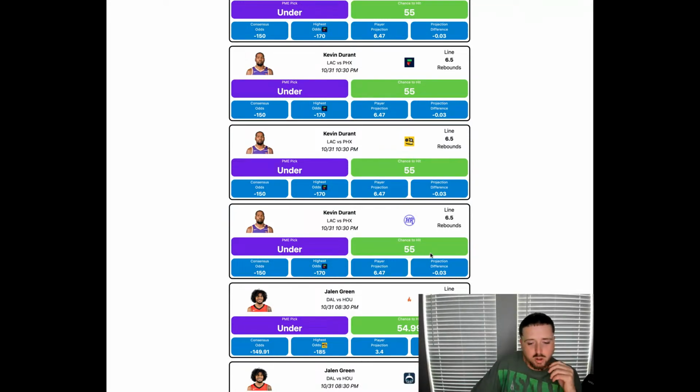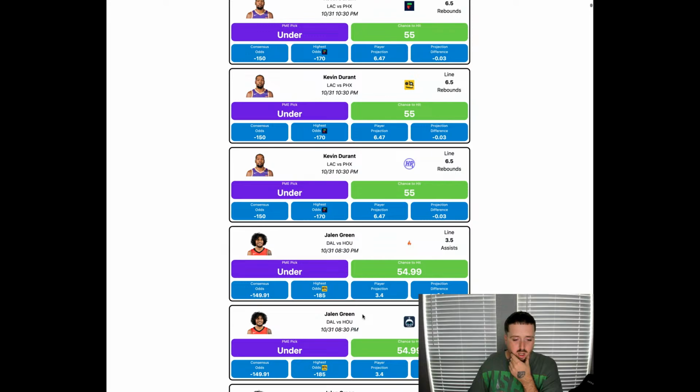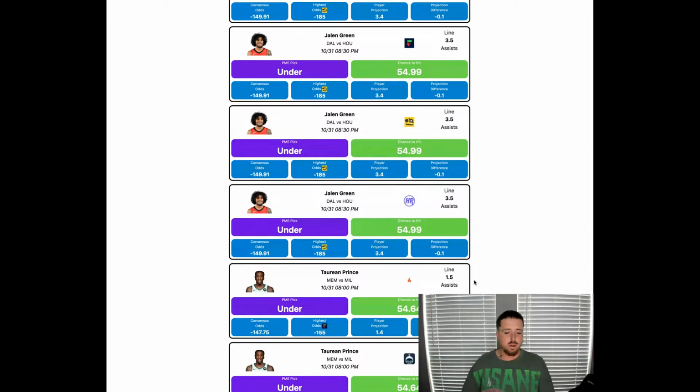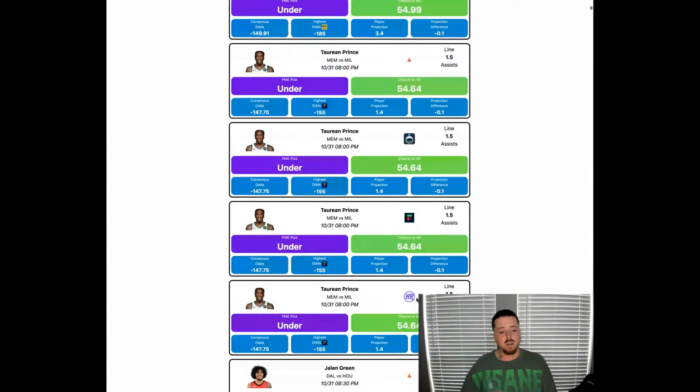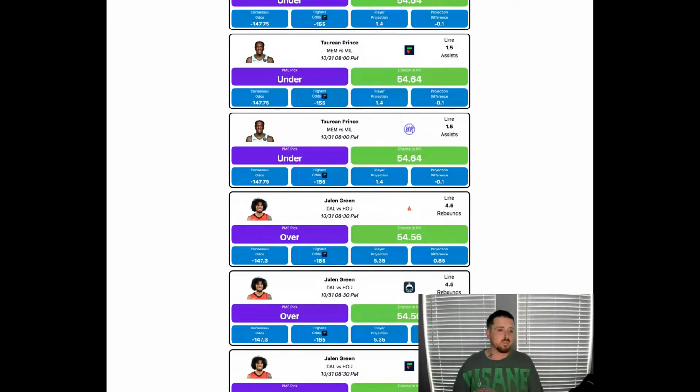Jalen Green under 3.5 assists at 54.9% chance. You can get the under on that on Hot Streak, Sleeper, Fliff, Parlay Play, Hard Rock. Taurean Prince under 1.5 assists at 54.6%. You can get it on Hot Streak, Sleeper, Fliff, Hard Rock. There's many options, man. So many value options.